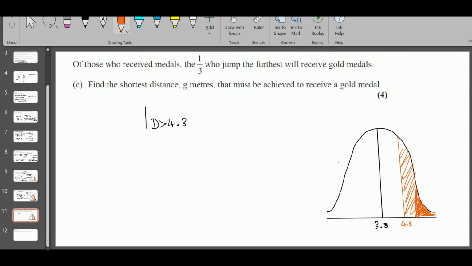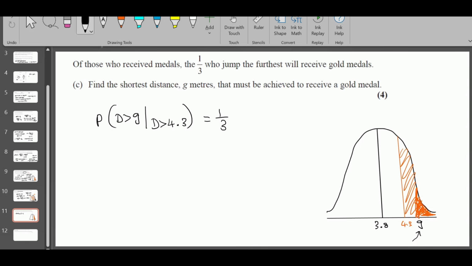We don't know this value. I'm going to take it as A. So those who jump more than A will receive a gold medal. So D is greater than A. This is a conditional probability, but this will be 1/3. It says, find the shortest distance G meters. Okay, we don't take it as A, we take it as G, that must be achieved to receive a gold medal. The shortest distance is G, right?